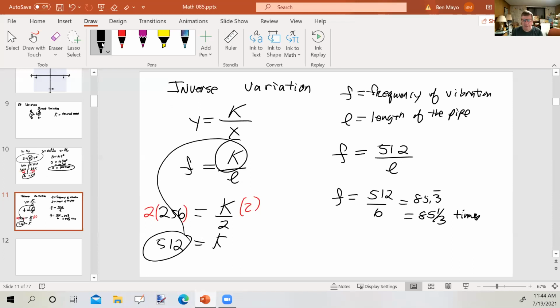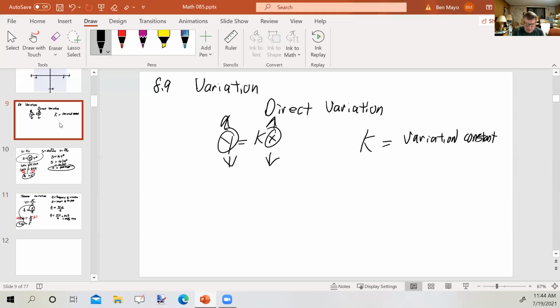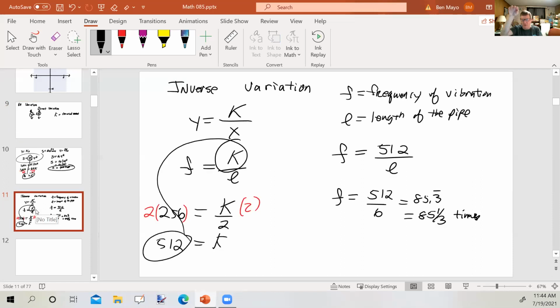Any questions about that particular example? So we've got direct variation. One goes up, the other goes up. One goes down, the other goes down. Inverse variation. One goes up, the other goes down. One goes down, the other goes up.